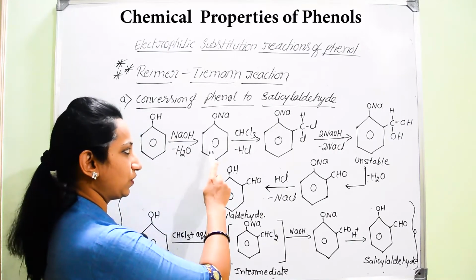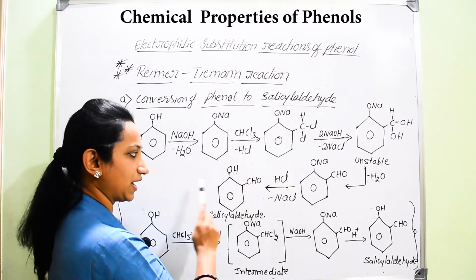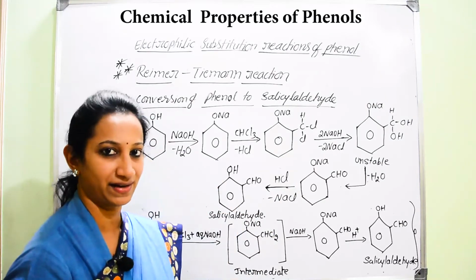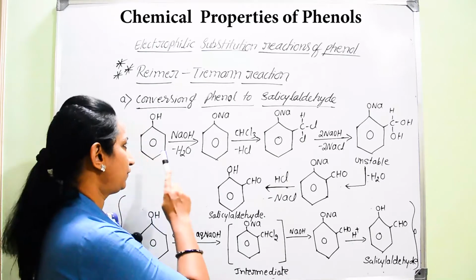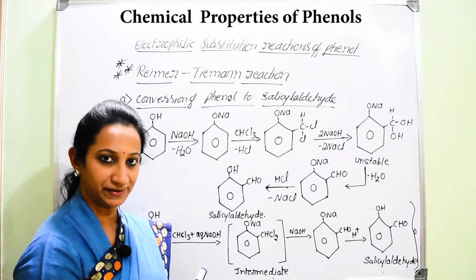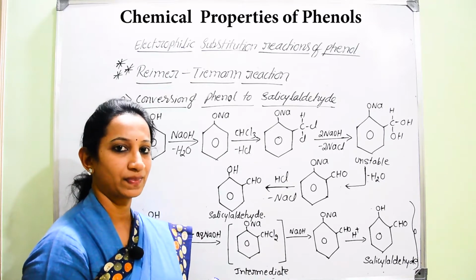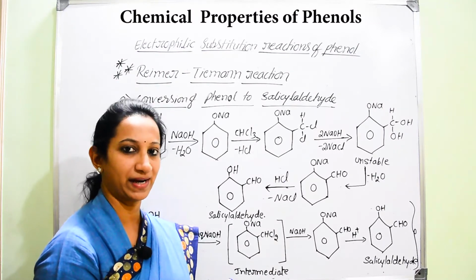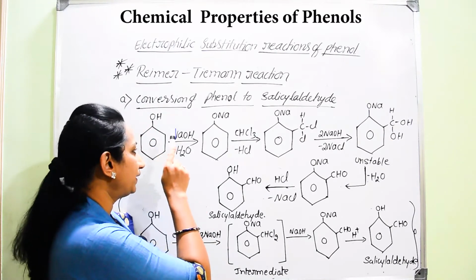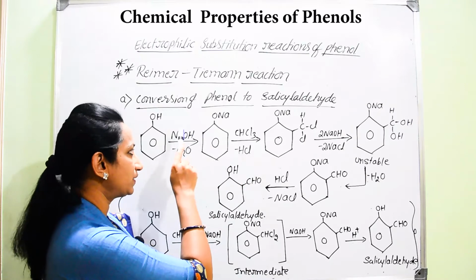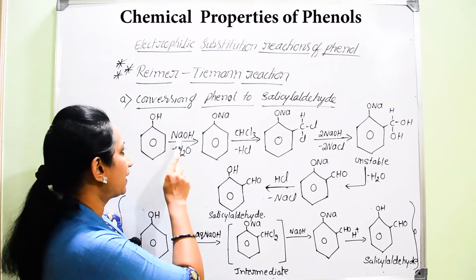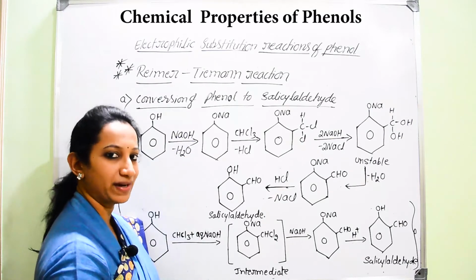So now let us go through all the steps involved in this reaction during the conversion of phenol to salicylaldehyde. Very first, when phenol is heated with chloroform in the presence of aqueous sodium hydroxide, that phenol, heated with the mixture of chloroform and sodium hydroxide, first interacts with NaOH, sodium hydroxide.